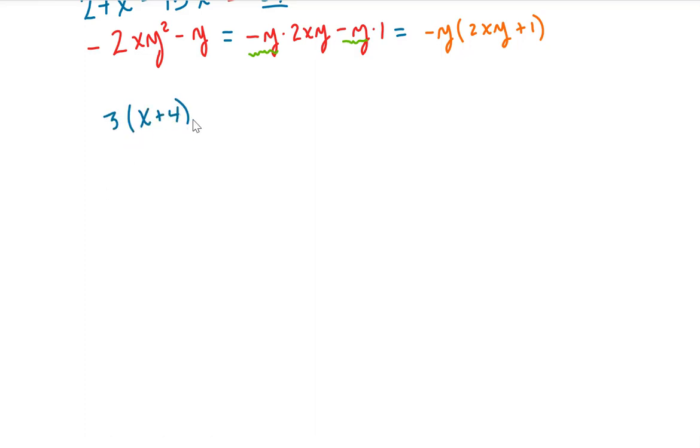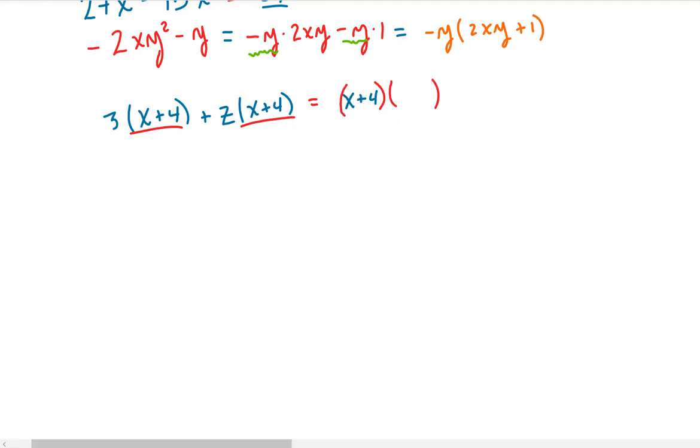Let's look at 3 times x plus 4 plus z times x plus 4. Well, this is like our first cat example. x plus 4 is the common term, so we extract it, and we're left with x plus 4 times 3 plus z.